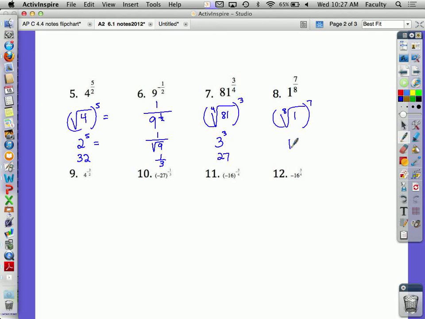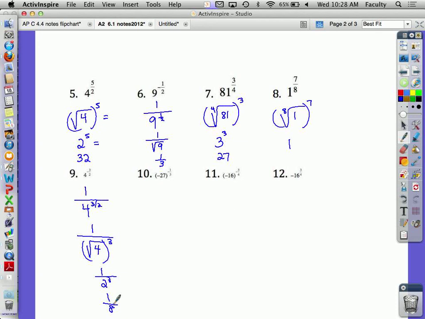All right, number 9. 4 to the negative 3/2 would be 1 over 4 to the 3/2. So that's the square root of 4 being cubed. So that's 1 over 2 cubed, which is 1/8. Now the next 3 deal with negative numbers, and we have to be very, very careful here.